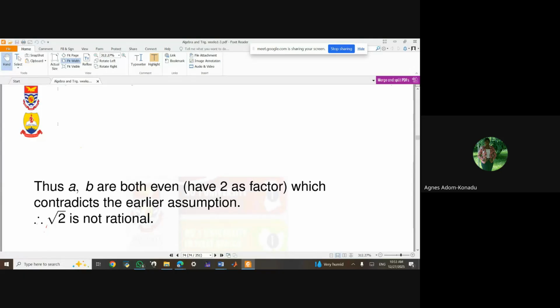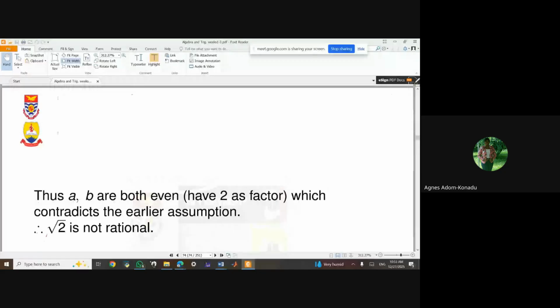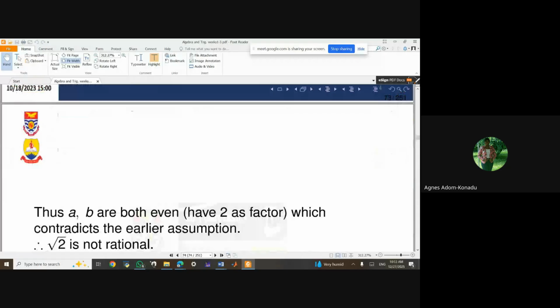Thus, a and b are both even and have 2 as a factor, which contradicts the earlier assumption that they have a greatest common factor of 1. So because we have contradicted that, we can say that root 2 is not rational. And if it's not rational, then it is irrational. Are you okay?